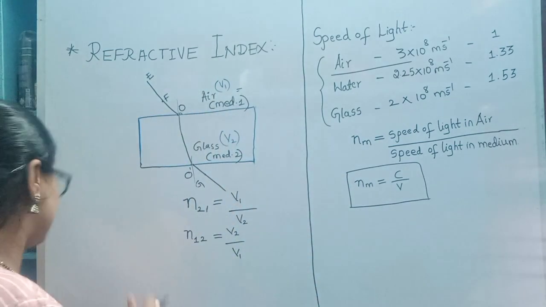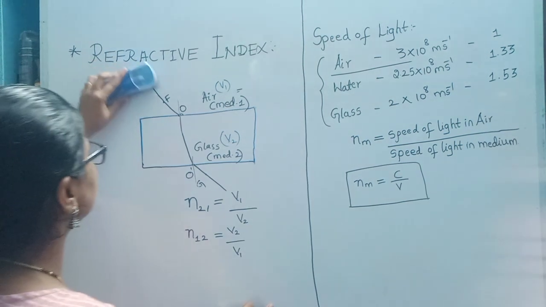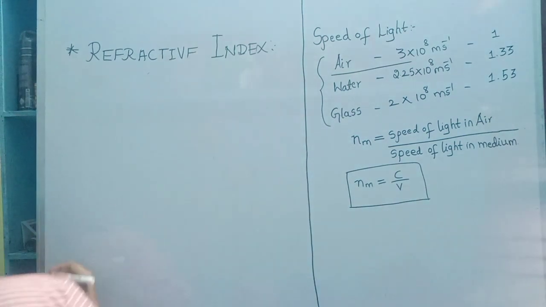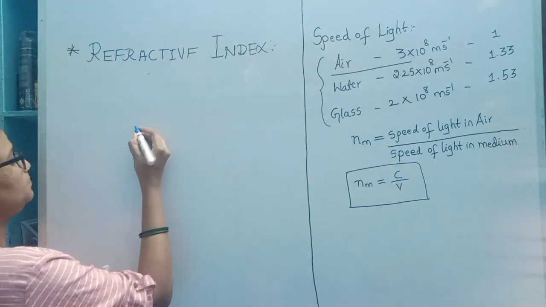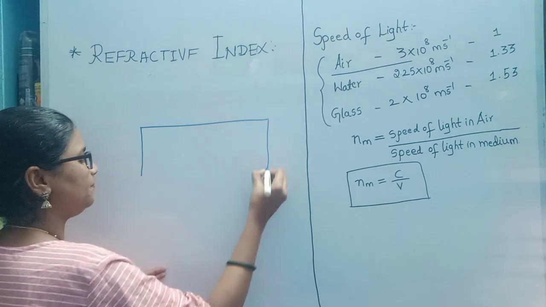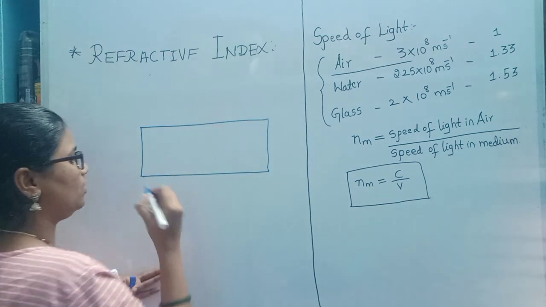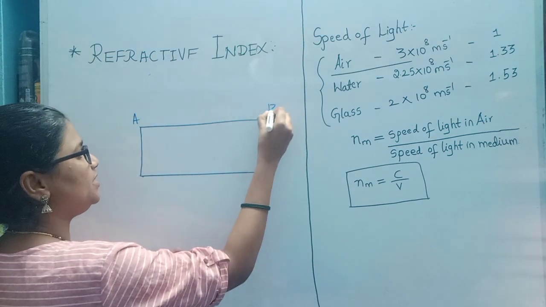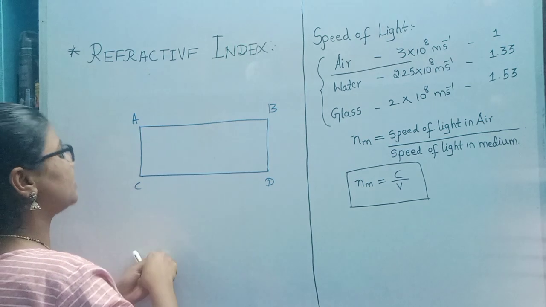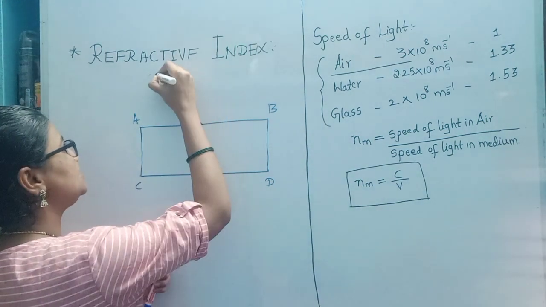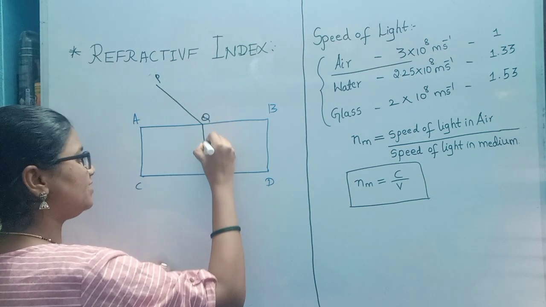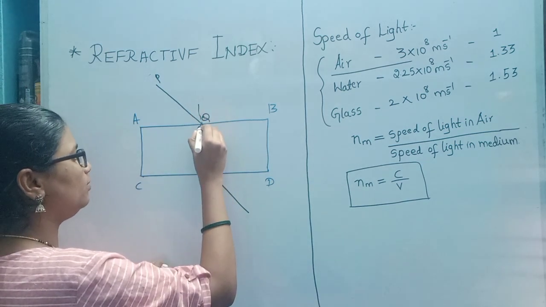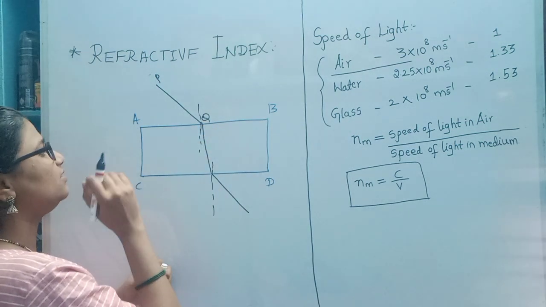Let me explain. For that, let us consider a glass slab, and let me name it A, B, C, D. Let us consider a ray of light PQ incident on AB. Then it will get refracted like this. We will draw the normal here, and here also we will draw the normal. It is just a rough diagram.